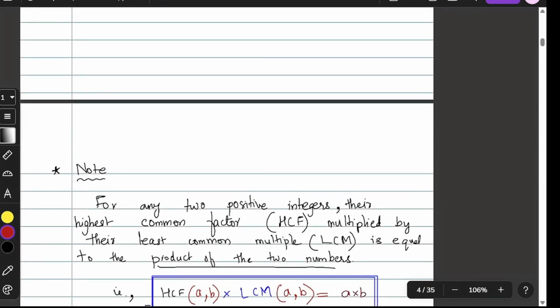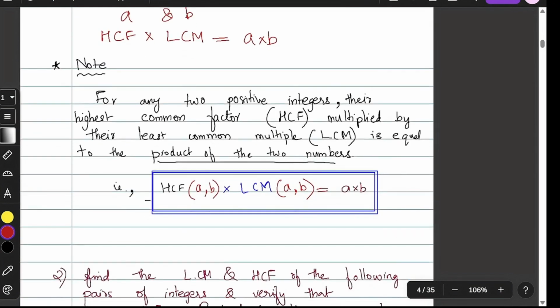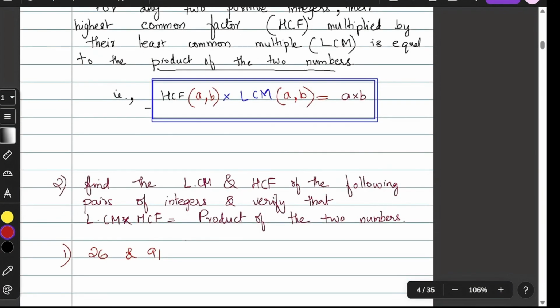That means if I take the two numbers called A and B, first I have to find the HCF of A and B, and then I have to find the LCM of A and B. Then I have to multiply them both together. This value will be equal to the product of these two numbers. That is what is explained here. Okay, we can now do some problems, then it will be clear for you all.